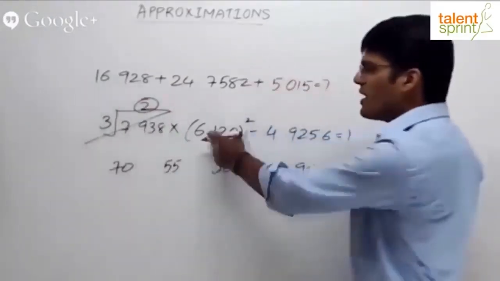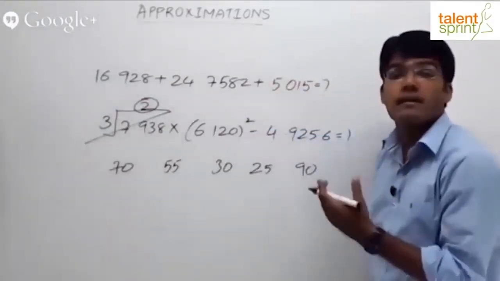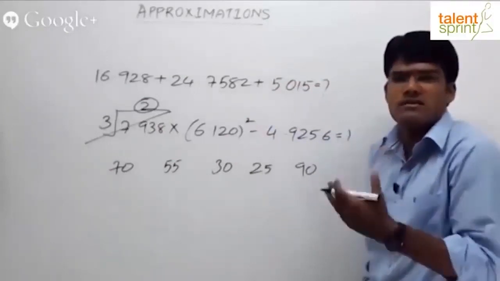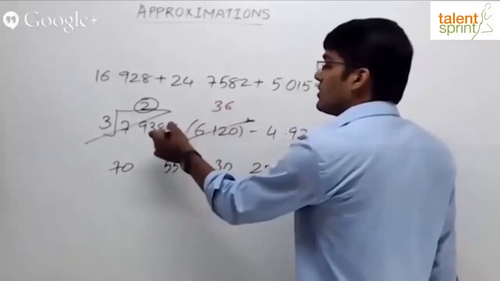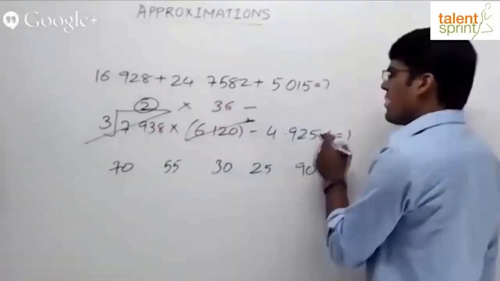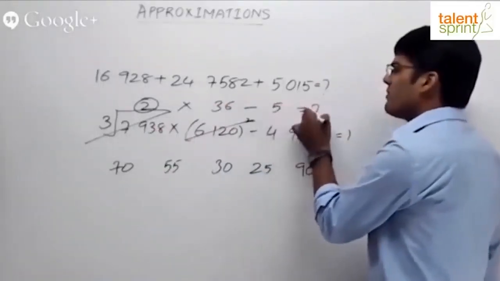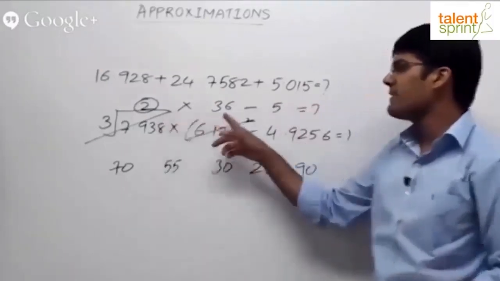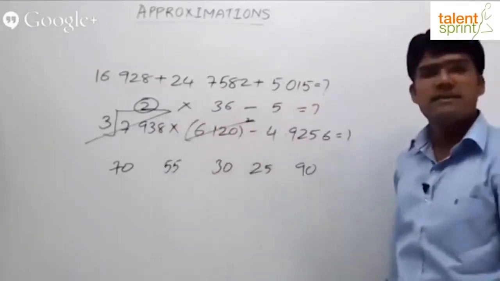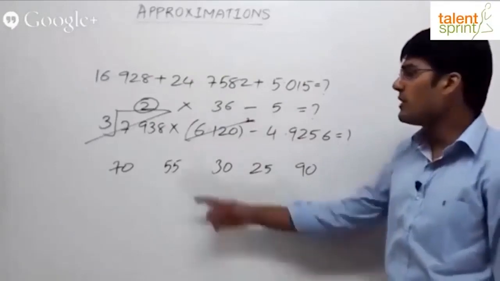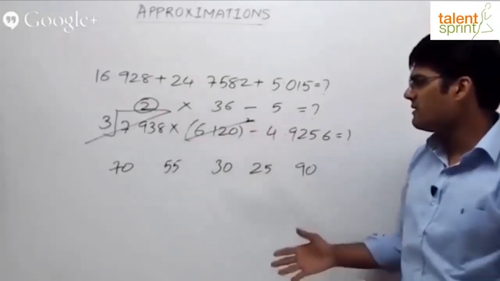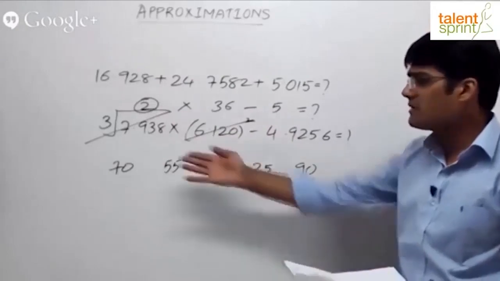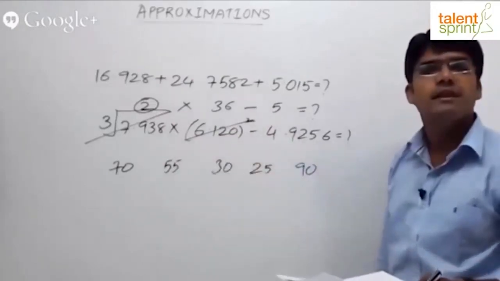What about 6.120 whole square? 6 square, right? 6.12, approximately 6. 6 square is what? 36. Now 2 into 36 minus 4.9256 can be taken as 5. What is the answer here? 2 into 36, 72. 72 minus 5, 67. Getting the point? Are we close to 67 here? Which option? 70. First option 70 can be taken as the required answer.